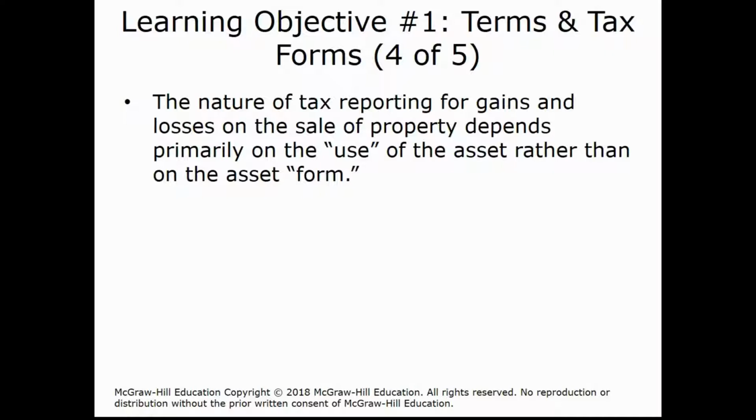When we use property, it's the use of that property that prevails in how we handle it for tax purposes, not the asset form or the type of asset. So if you have an automobile and you use that automobile strictly for personal purposes, well, then that asset is not depreciable and is not considered an ordinary income producing asset. However, if that same vehicle is used in your business, then that asset is a depreciable asset. And so same car but used for different purposes determines how we handle it for tax purposes.